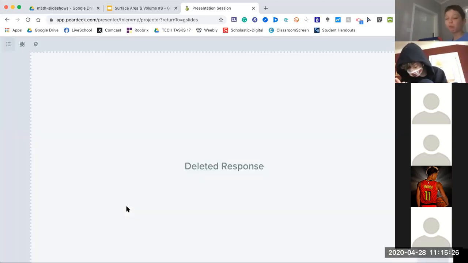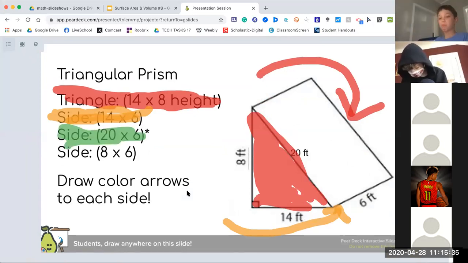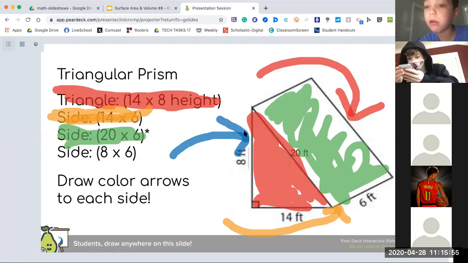All right, so, look at a couple here. This one is saying that the red is actually filled in, and the red is also back behind there that's not visible. And then the side that's 20x6 is getting colored in green. And then the side that's 14x6 is on the bottom underneath. And then the 8x6 is in the back that we can't see, right? Okay, so here's a question. Is this prism sitting on its base?